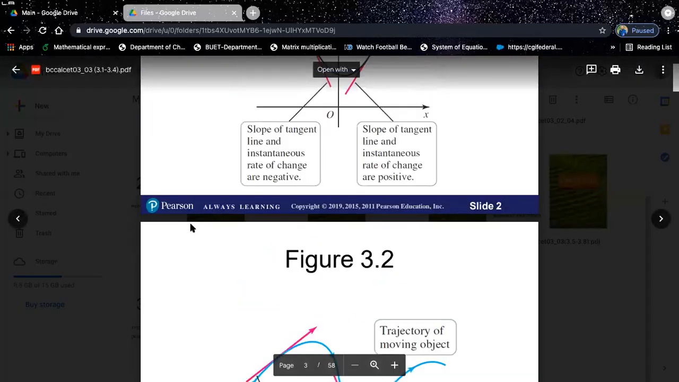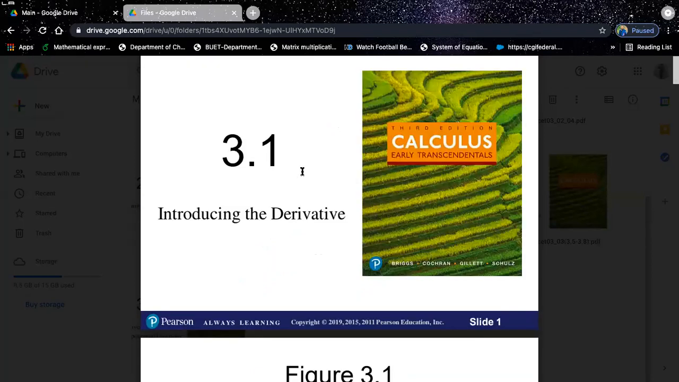So 3.1, introducing the derivative. Now we are slowly moving to the main part of calculus. Calculus is basically based on two things, derivatives and integrals. And this is the first part of that.